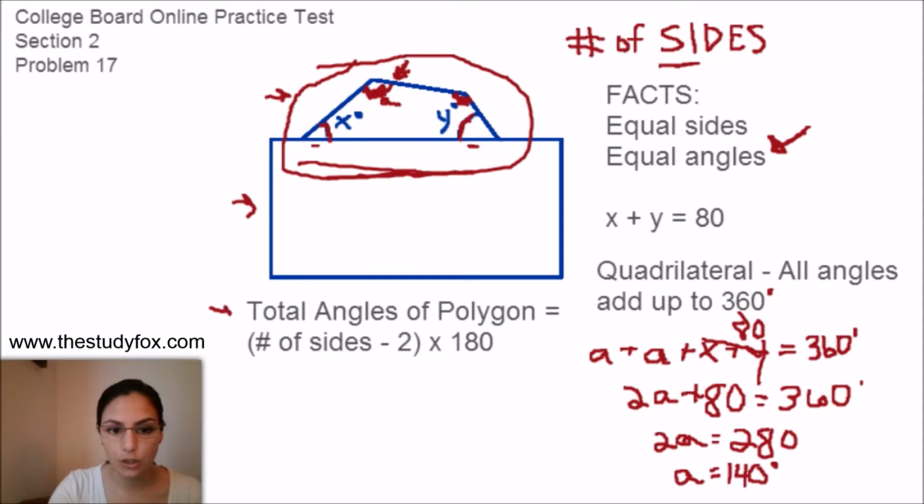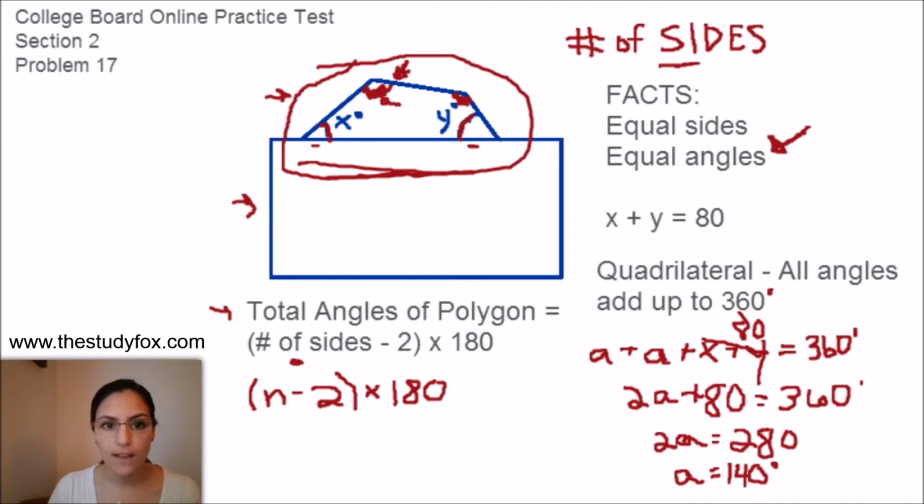Okay, so here we've written that the total angles of the polygon equal the number of sides minus 2 times 180. So we're going to give the number of sides a variable. We're going to say that the number of sides is n. So we're going to say n minus 2, in parentheses, times 180.